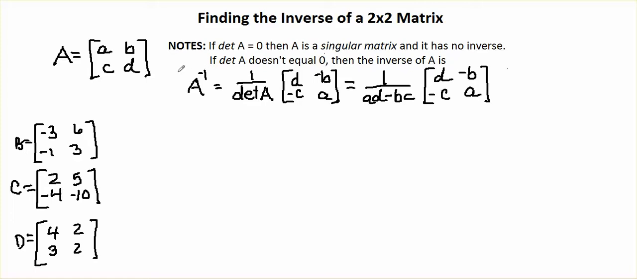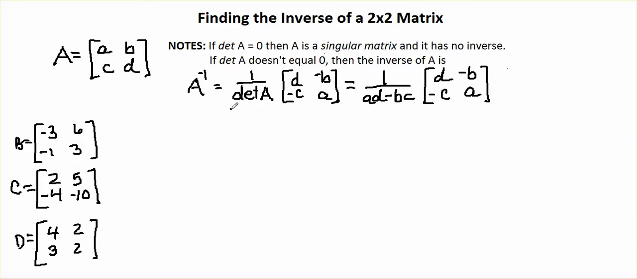If we review the notes, it says if the determinant of a matrix A, and here let's define our matrix as A, B, C, D, if that determinant is 0, then A is a singular matrix and it has no inverse. But if that determinant of the matrix is not 0, then the inverse of A exists. And you can calculate the inverse of matrix A using this formula right here.